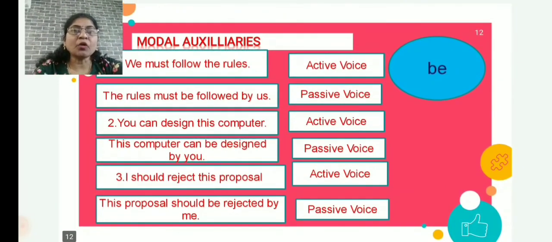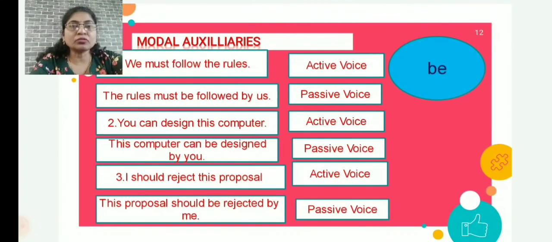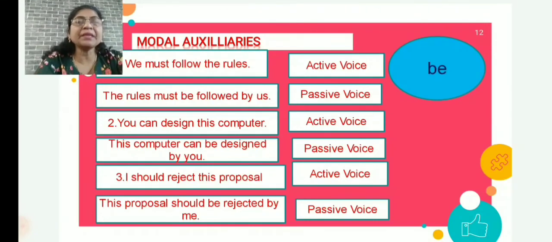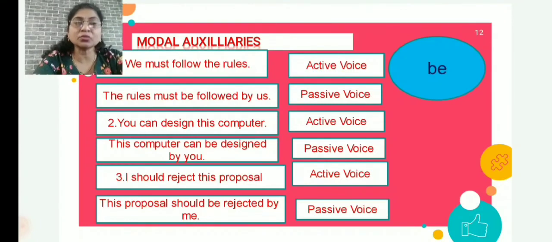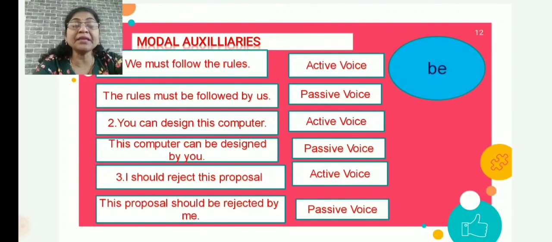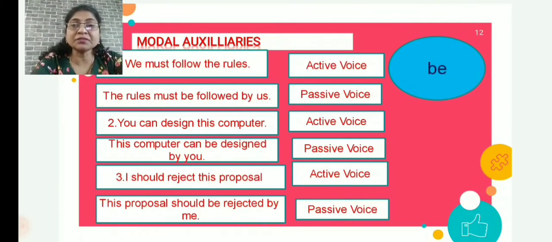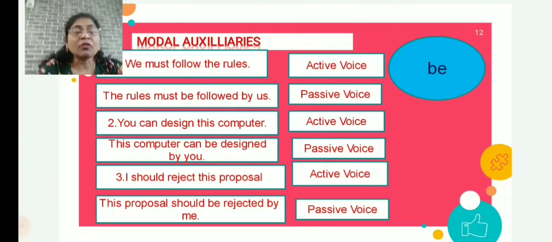Now modal auxiliaries. In modal auxiliaries, we must follow the rules. Now see, this kind of sentence may come in the exam, so at that time be is added. We must follow the rules. The rules must be followed by us. Here also, as in simple future tense, when we change the sentence into passive voice, at that time we add be as a to be verb. In the same way, when the sentences have a modal auxiliary, you know the modal auxiliary, certain words which state the functions. We must follow the rules. So the rules must be followed by us. The formation is same, only be is added.